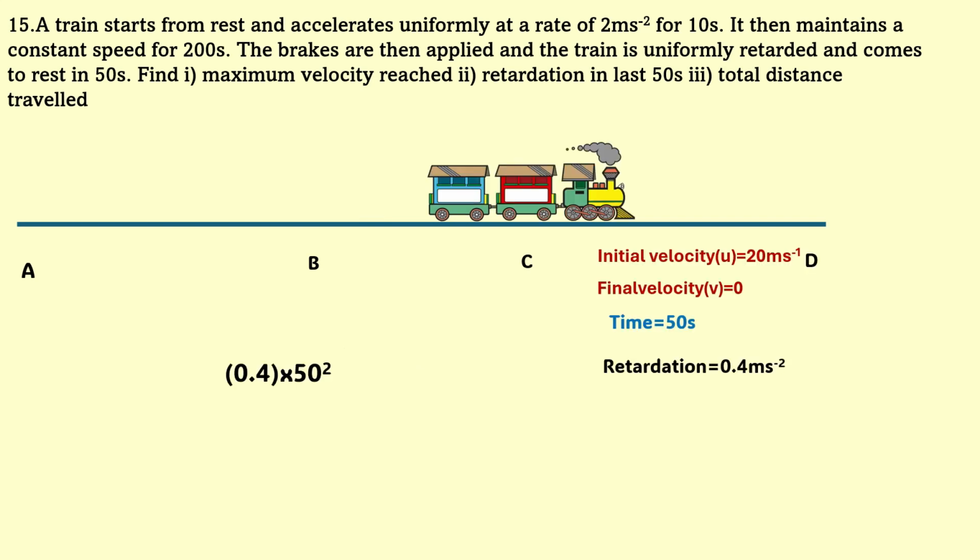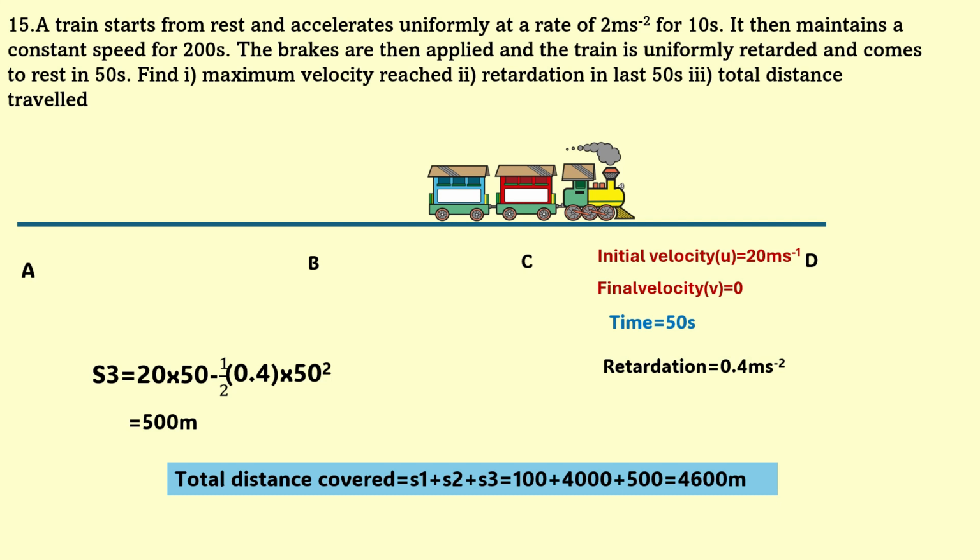Okay. Next is from C to D. From C to D initial velocity is 20 meter per second. It is coming to rest, so that is 0. Time is 50 seconds. So use this formula s3 equal to ut minus half at square. Retardation is 0.4 in the final C to D. So putting this you are getting the distance from C to D as 500 meter. So sum up all these: 100 plus 4000 meter plus 500 meter. So you will be getting the total distance as 4600 meter.